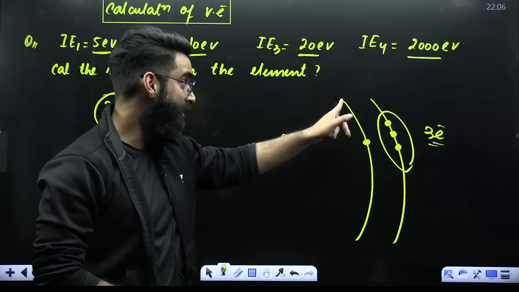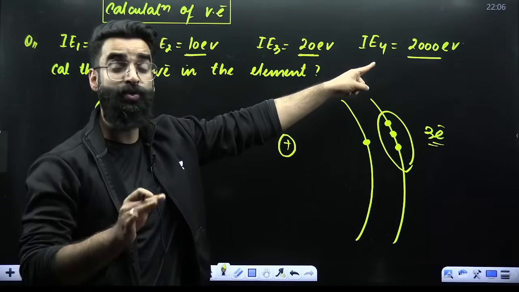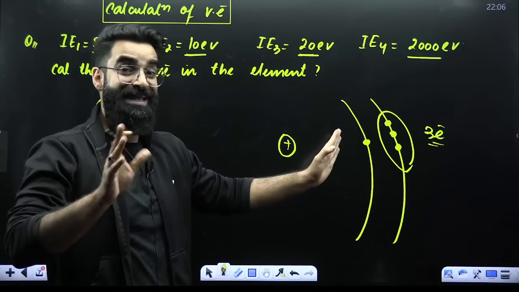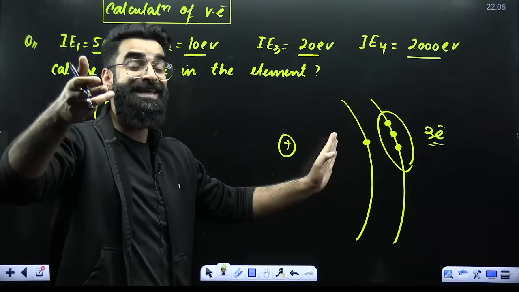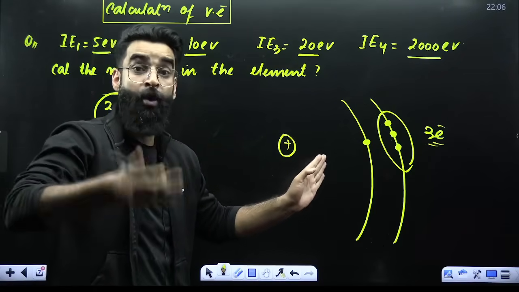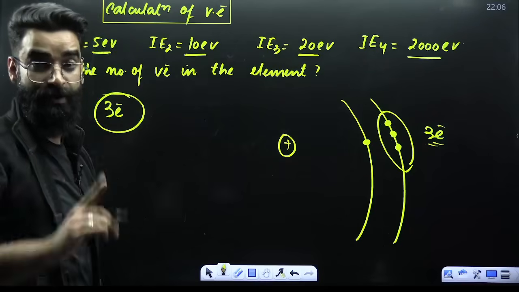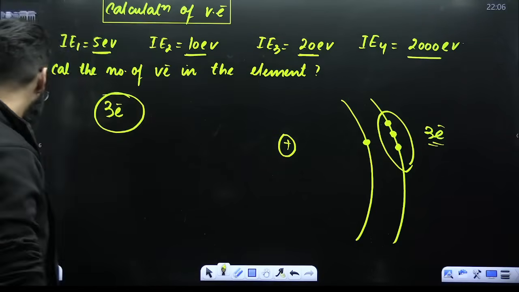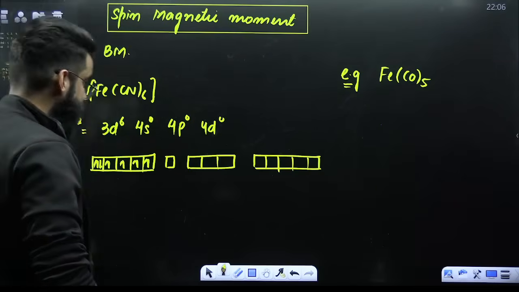Because the fourth electron, its ionization energy is 2000 electron volts. What does that mean? That means a lot of energy is required. So this electron won't be present in the last shell. It will be present in one shell before that. That's why more energy is required to take that fourth electron out. So there are only 3 electrons in the outermost shell, so 3 valence electrons in total. This is again a short question.